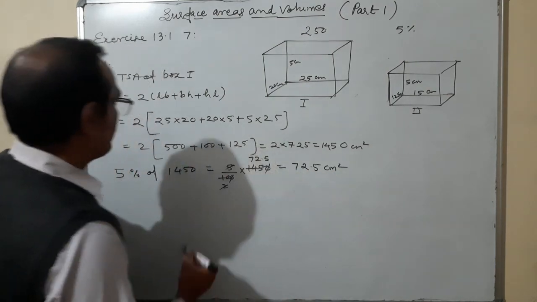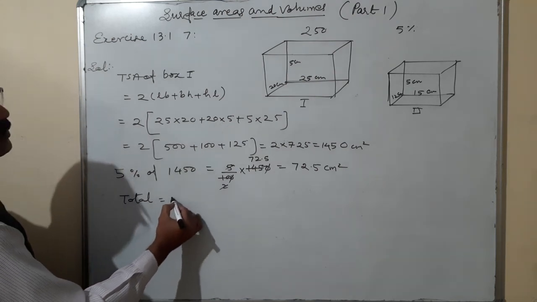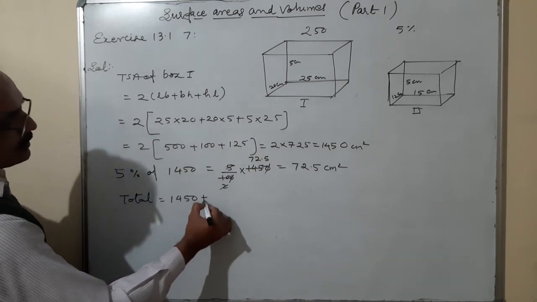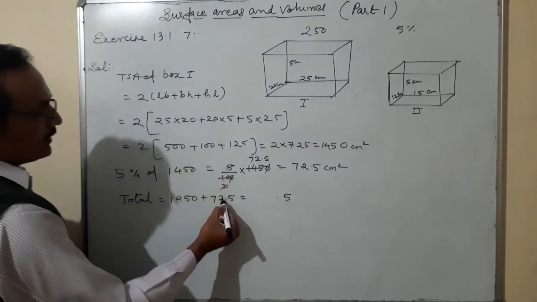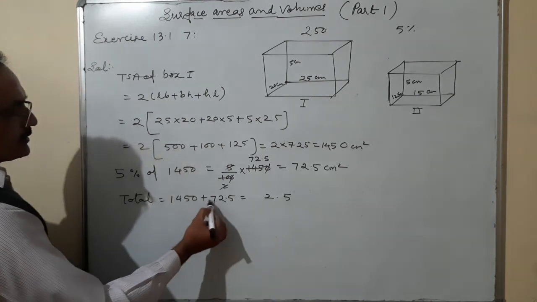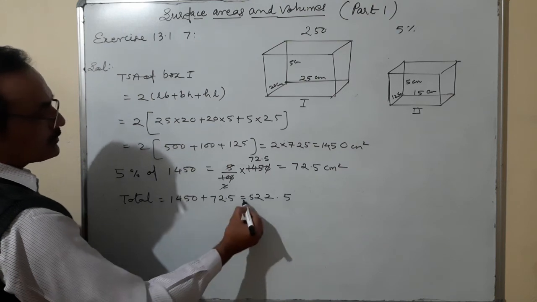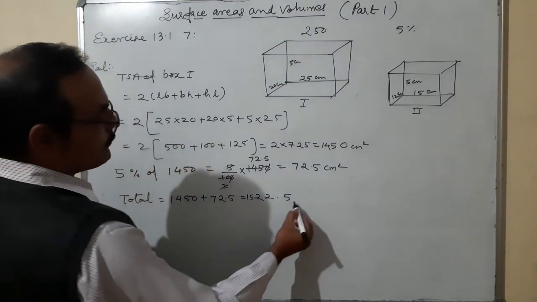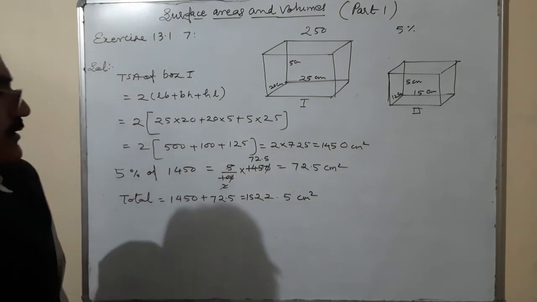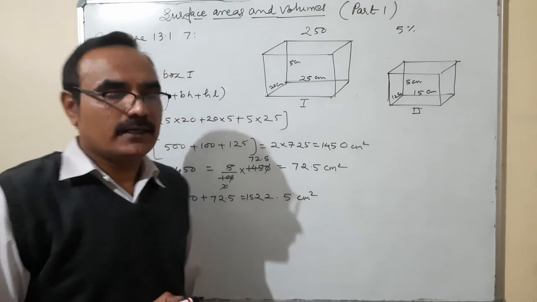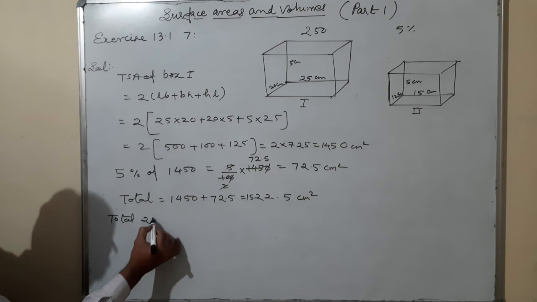centimeter square. Okay. That means the total is equal to 1450 plus 72.5. So that means 0.5, then 2 plus 7 is 9, and it is 1522.5 centimeter square. This cardboard is required for one box. And how many boxes are required here? Here required 250. So total 250 boxes.